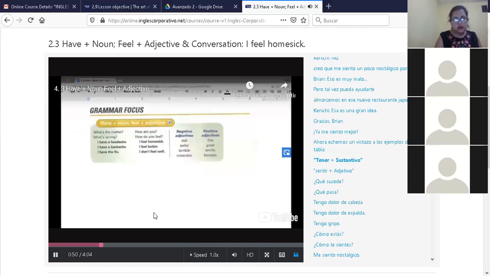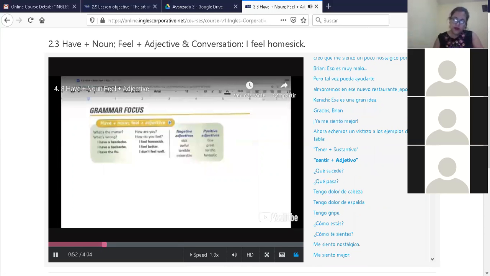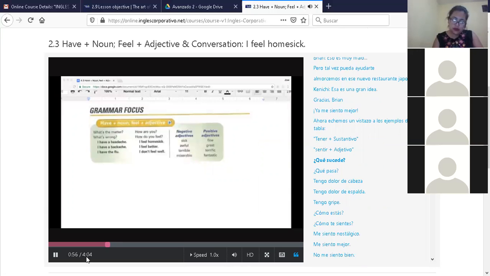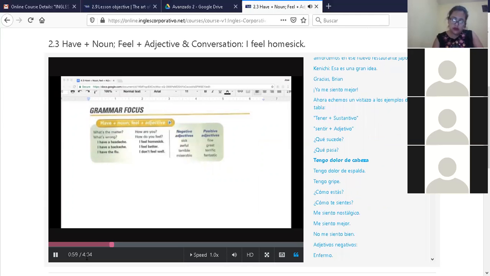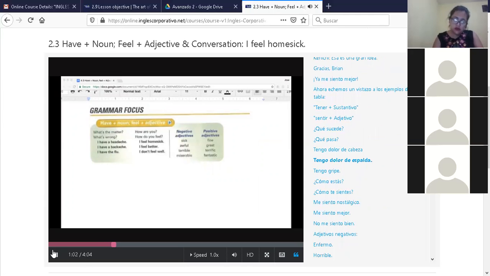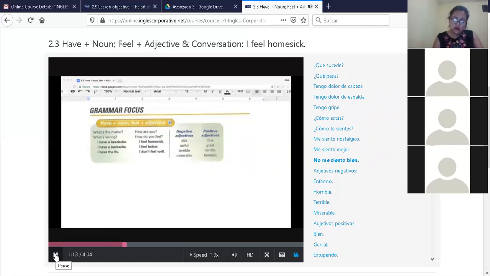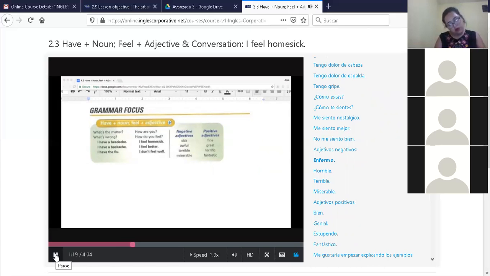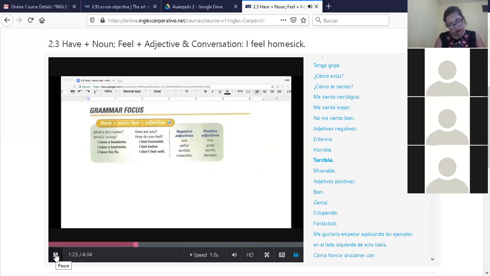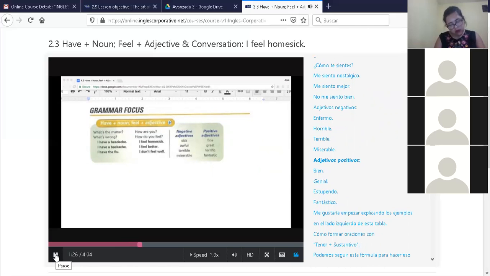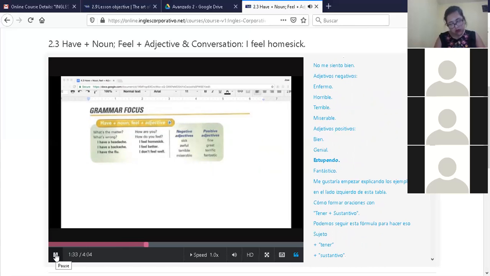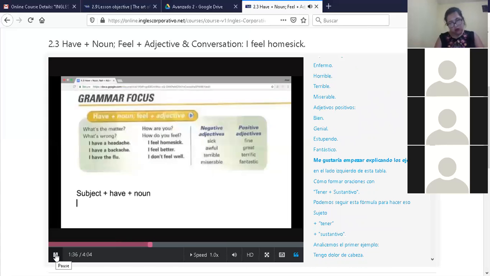Now let's take a look at the examples on this chart. Have plus noun. Feel plus adjective. What's the matter? What's wrong? I have a headache. I have a backache. I have the flu. How are you? How do you feel? I feel homesick. I feel better. I don't feel well. Negative adjectives: sick, awful, terrible, miserable. Positive adjectives: fine, great, terrific, fantastic.